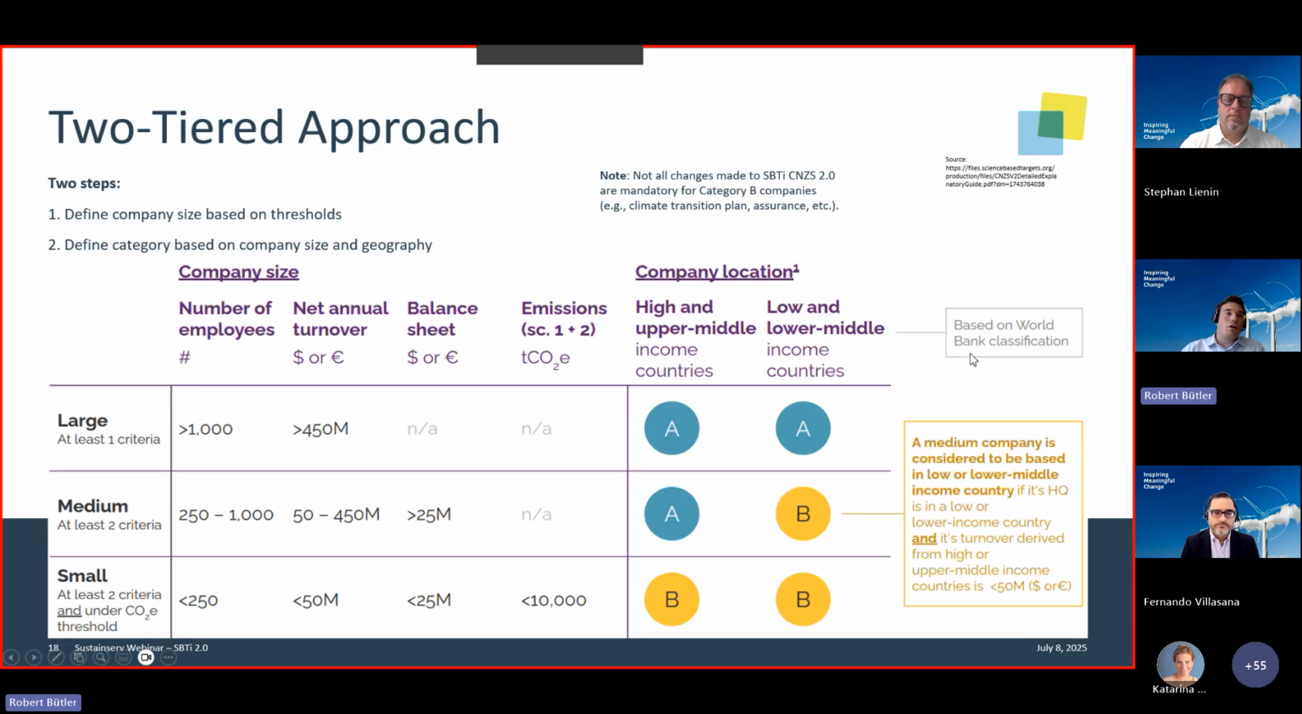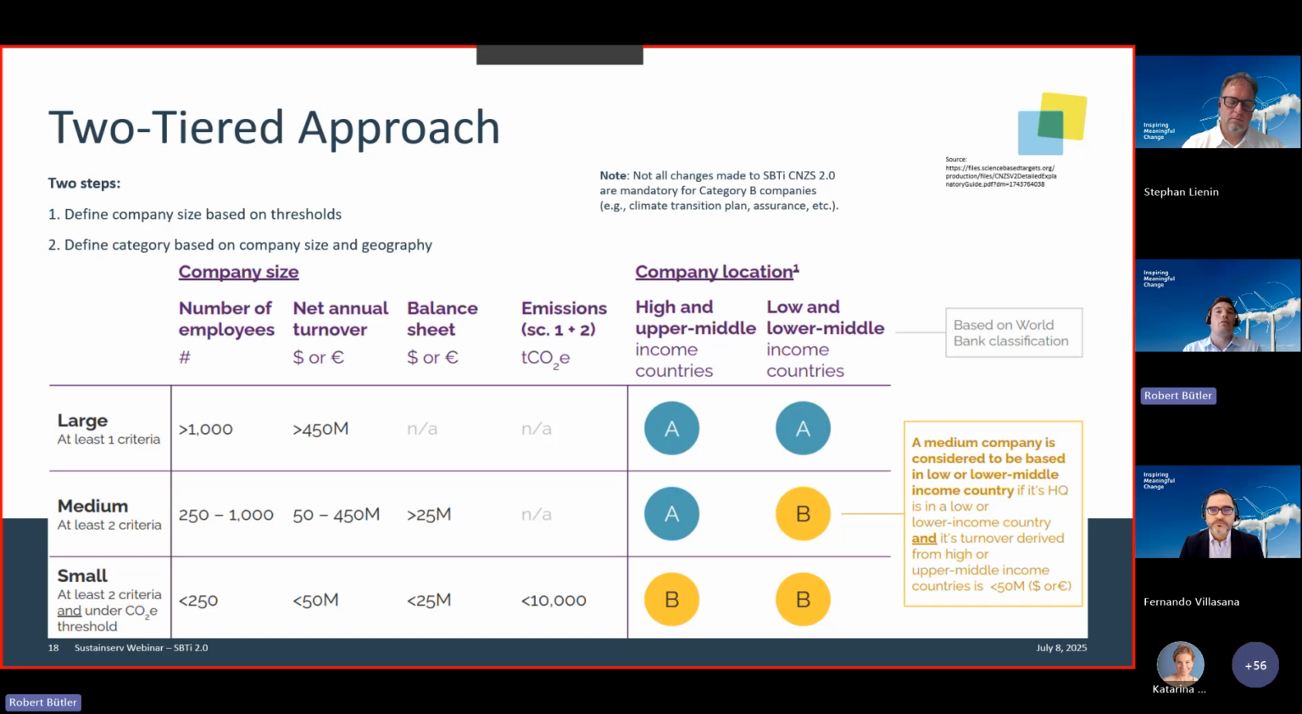So moving on, we dive right in. The first relevant aspect that SBTi 2.0 introduces is a two-tiered approach. So some of you may be familiar with this first dimension that SBTi mentions, which is the company size. Those share some similarities with the CSRD thresholds that some of you may be familiar with, so number of employees, annual turnover, balance sheet, and so on, which then define whether you are a large, medium, or small company.